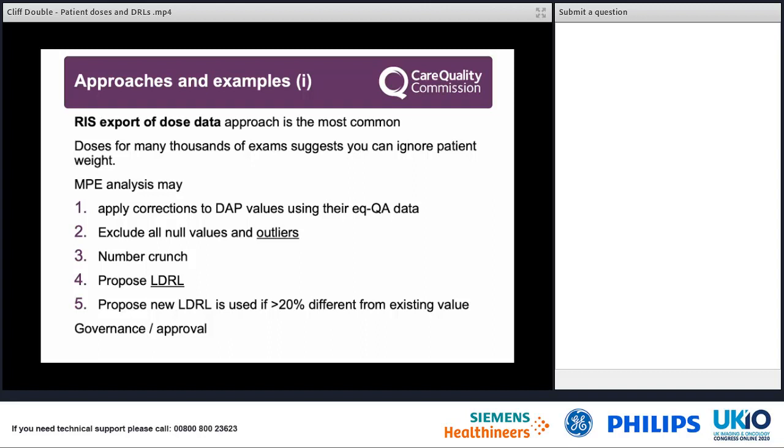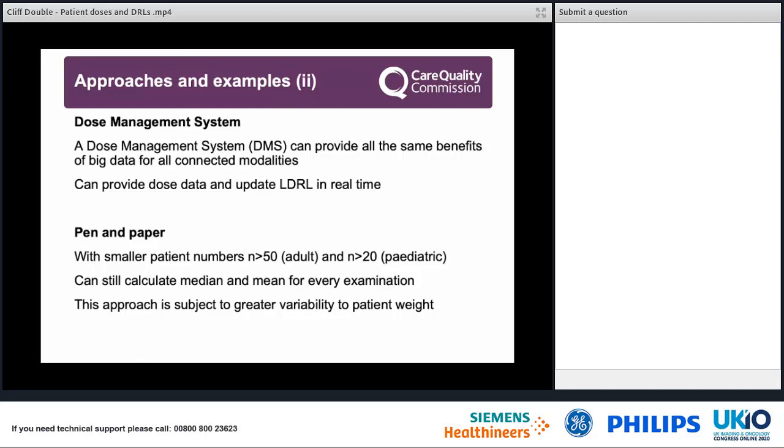After the RIS approach, you may be lucky to have a dose management system. The DMS can provide all the same benefits for big data for all the connected modalities as the RIS approach had. You can provide dose data and update it in real time on the dashboard. Pen and paper is the final option, of course. Photocopies of the daybook, I've seen a few of those in my time, often resulting in DRLs derived from much smaller patient numbers. People talk of at least 50 data points for adult exposures and at least 20 for paediatric. Still needing to calculate the median or mean for every examination, but this approach is subject to greater variability to patient weight.